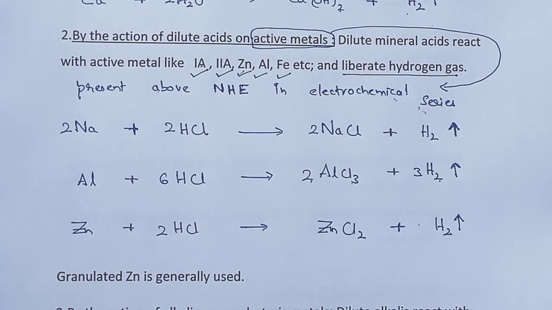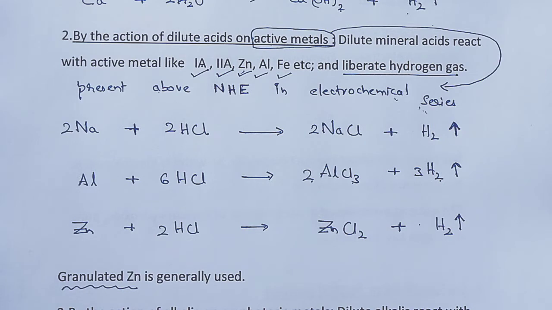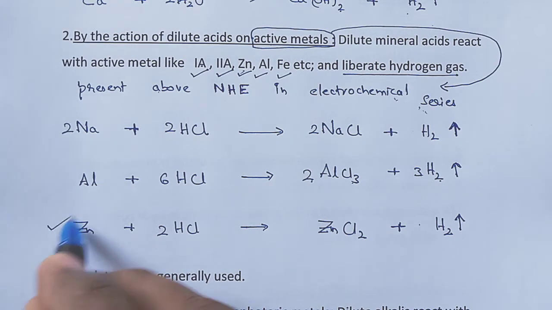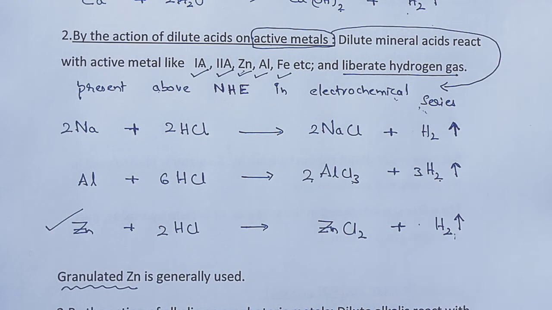But generally granulated zinc is used. That implies we will use this reaction more frequently for producing hydrogen. And that zinc will be in the form of granulated zinc. Granulated zinc means some spherical pieces. Granulated zinc is used to produce hydrogen gas. Very important point, which is used generally for producing hydrogen gas, granulated zinc.